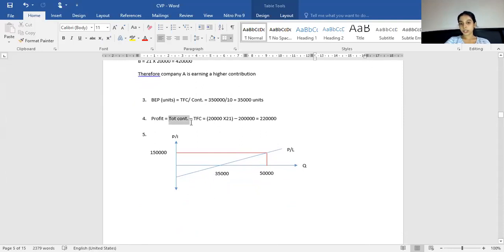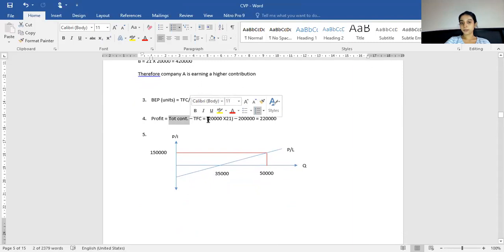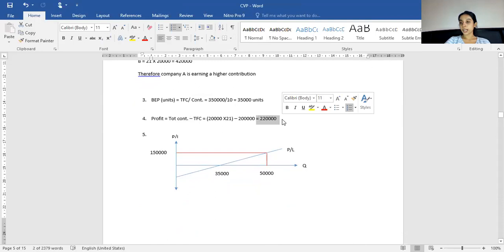Total contribution for product B for the month: the per unit contribution is 21, into budgeted sales of 20,000. Twenty thousand into 21 would be the total monthly contribution from product B. That minus the total fixed costs of 200,000 will be 220,000. So that will be the profit from product B for the month.